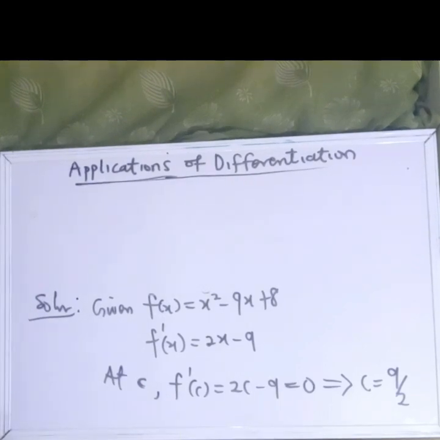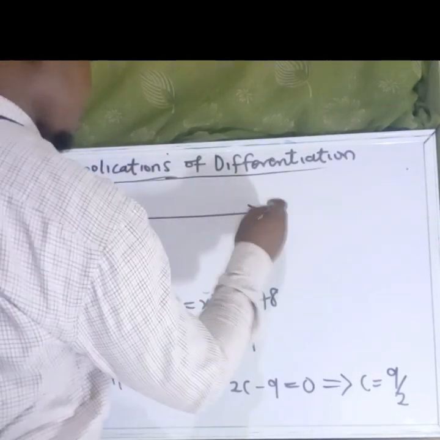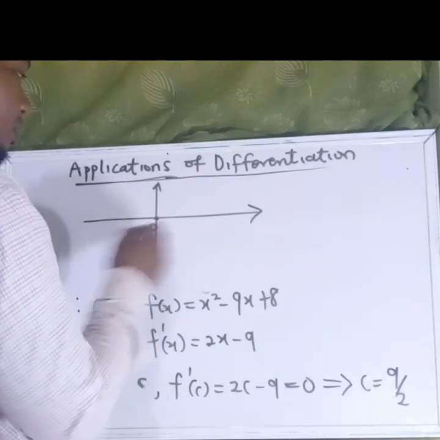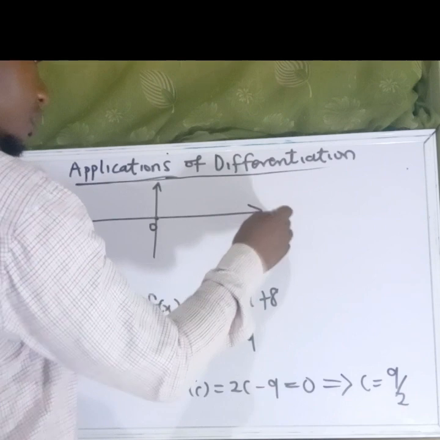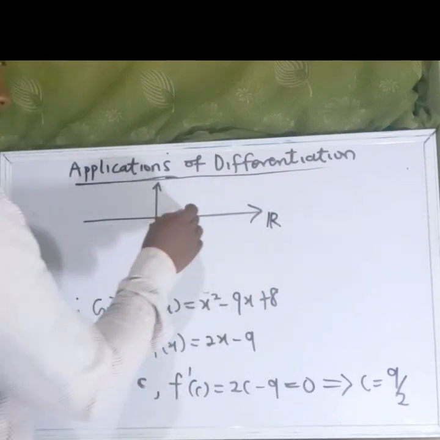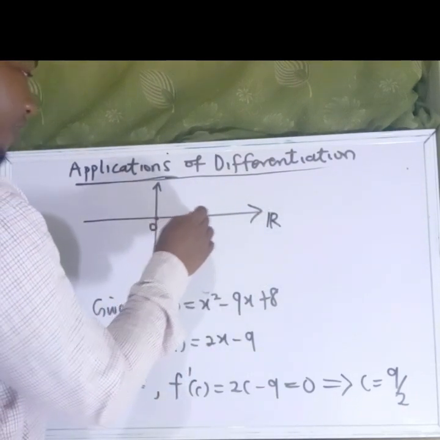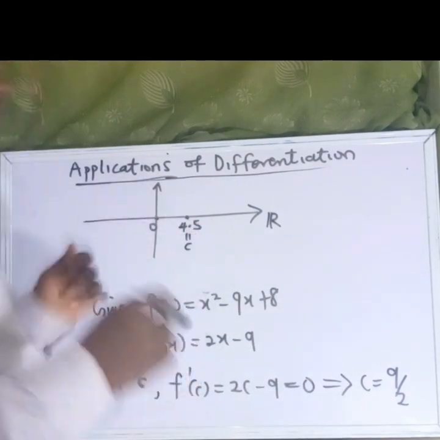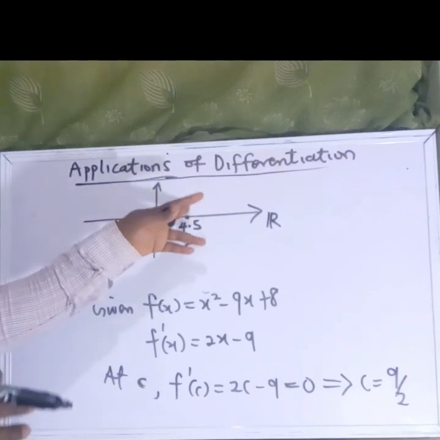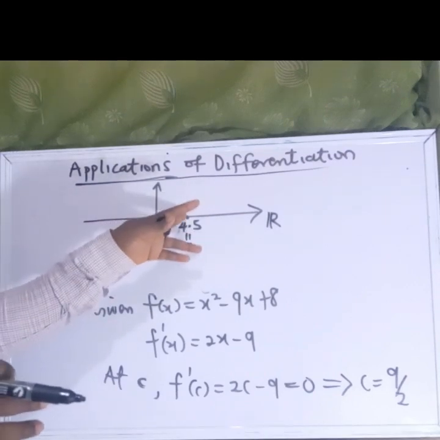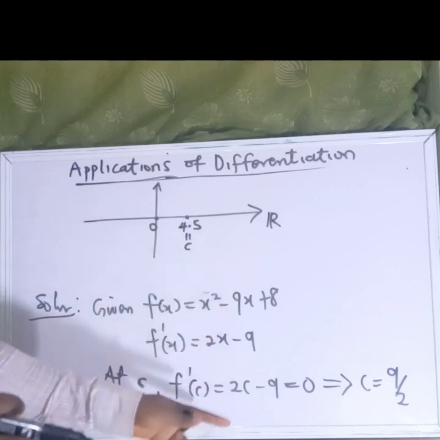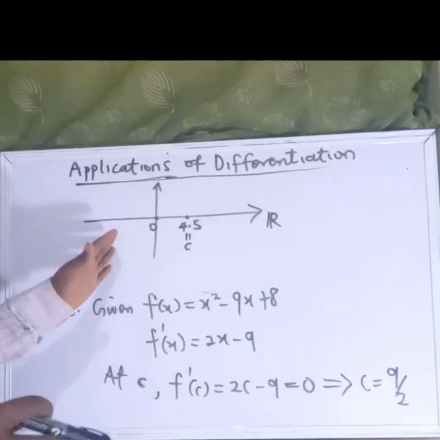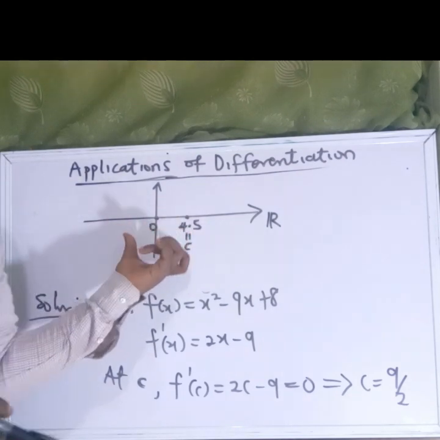So let's have this line. Suppose this is the real line, and suppose this is 4.5, that is the point c. Now this turning point lets us know where the critical point of this function lies. So that means we have been able to formulate two intervals from here.